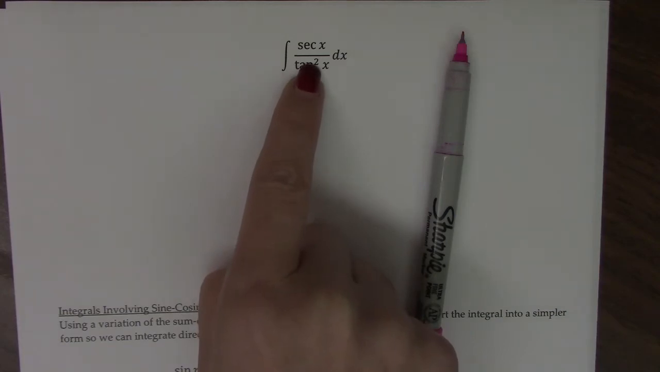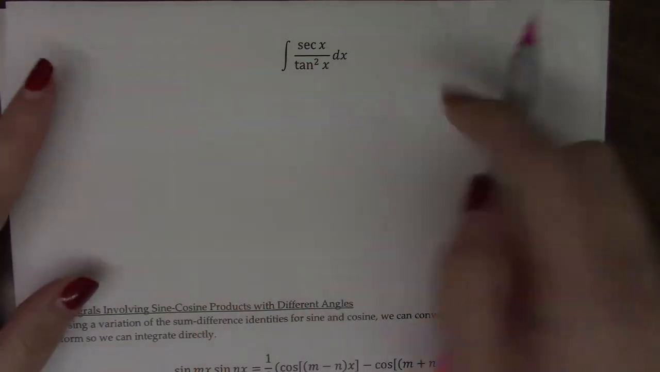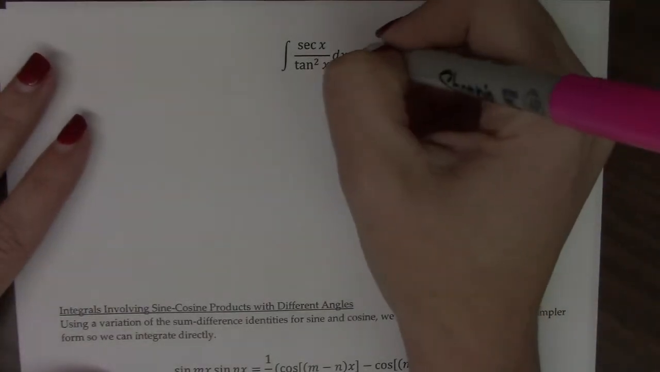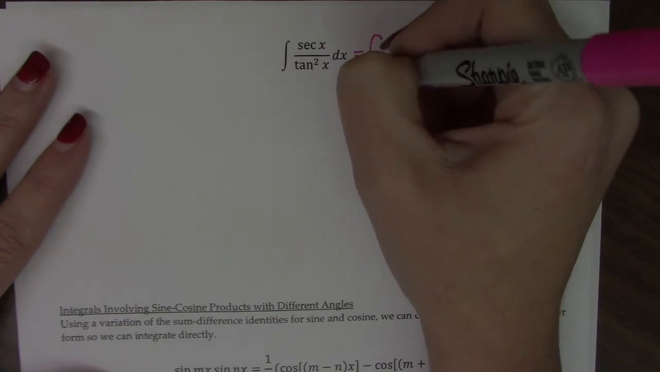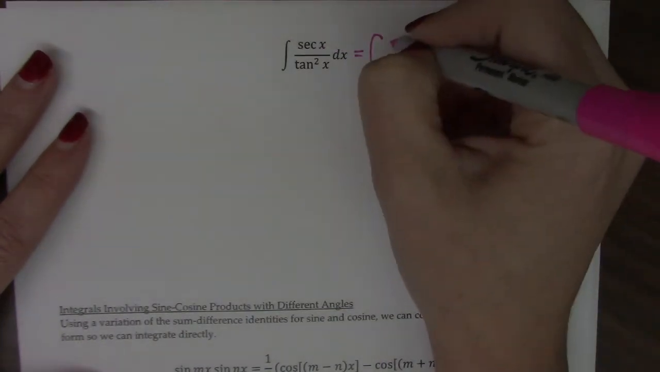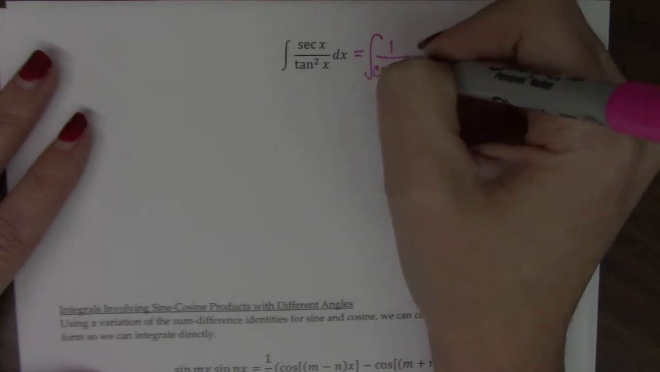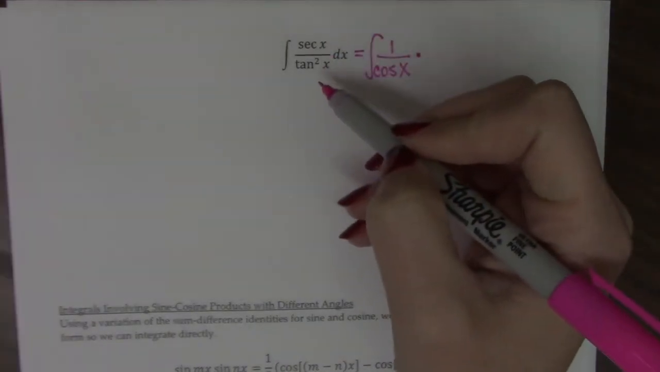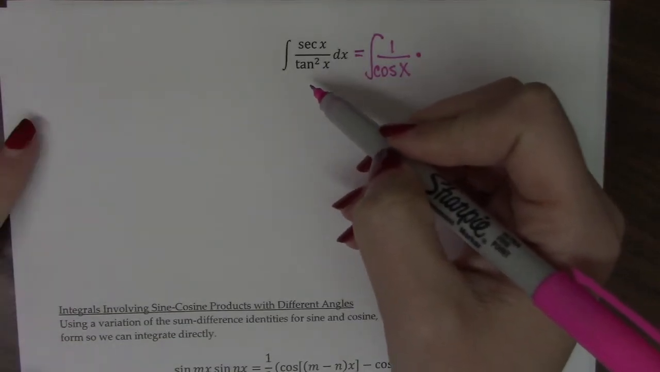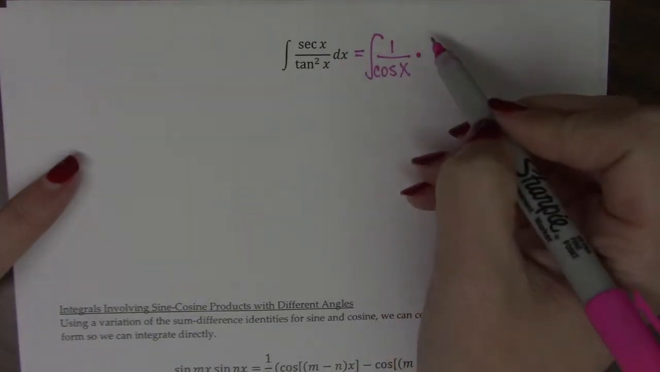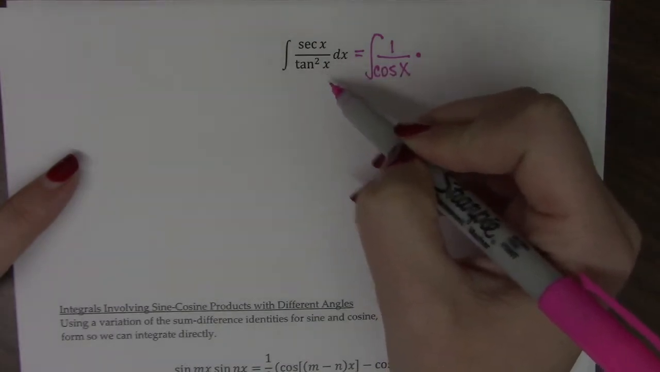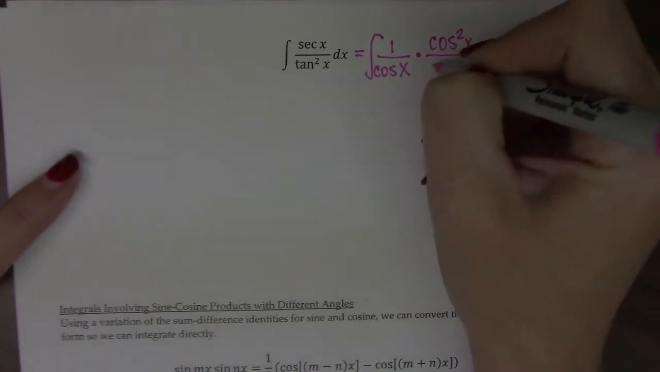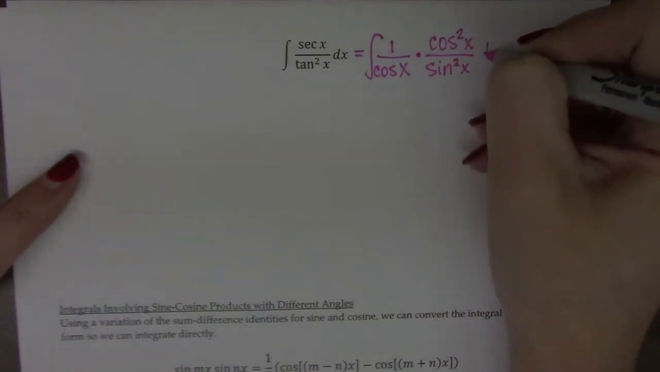So this is going to work out to be guideline 5, which just says rewrite the integral in terms of sine and cosine and see if we can solve it from there. So we're going to rewrite this. Secant is 1 over cosine, so secant is going to become 1 over cosine x. Tangent is sine over cosine, but it's in the denominator. So instead of doing sine over cosine, because it's in the denominator, we actually multiply times the reciprocal. So I actually get cosine squared x over sine squared dx.